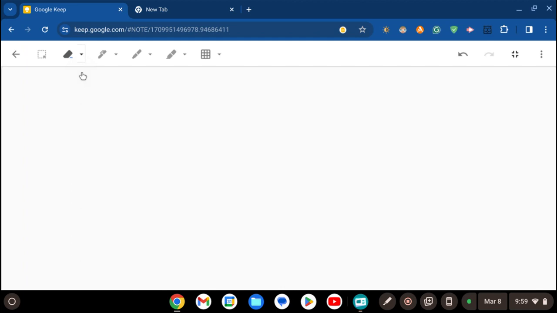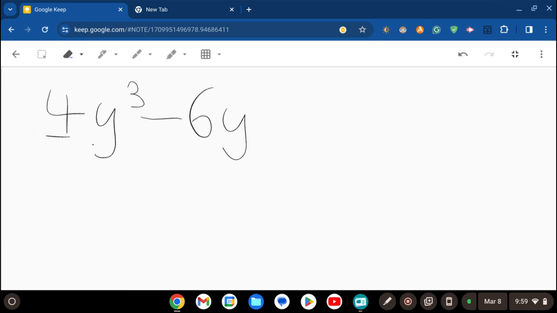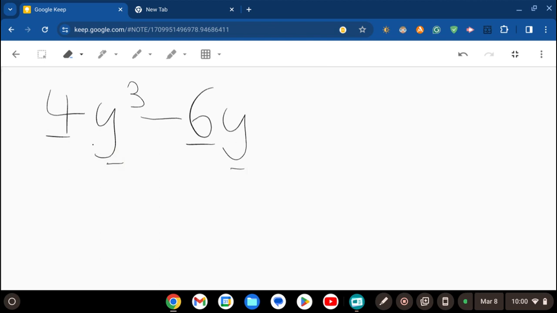So now, let us look at another one, right? For y cubed minus 6y, right? So what we need to do first, if you look, is find an HCF between 4 and 6, and if you realize, they have y in common. So we can first start by finding the HCF between 4 and 6.